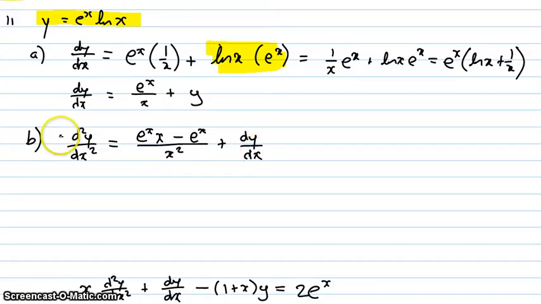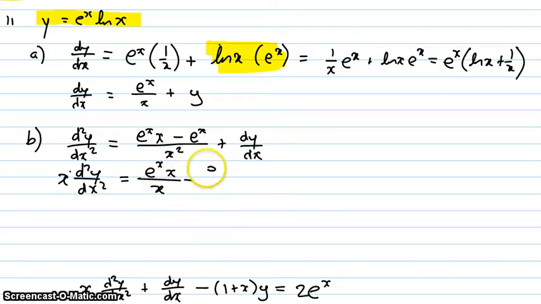So if we compare this statement with what I'm trying to prove, you can see that there's a few differences that I'm going to have to iron out. The first thing I want to have is I want to have x dy by dx. So I'm going to go ahead and multiply through by one of my x's. So I'm going to get x d2y dx squared is equal to e to the x x over x minus e to the x over x plus x dy by dx.